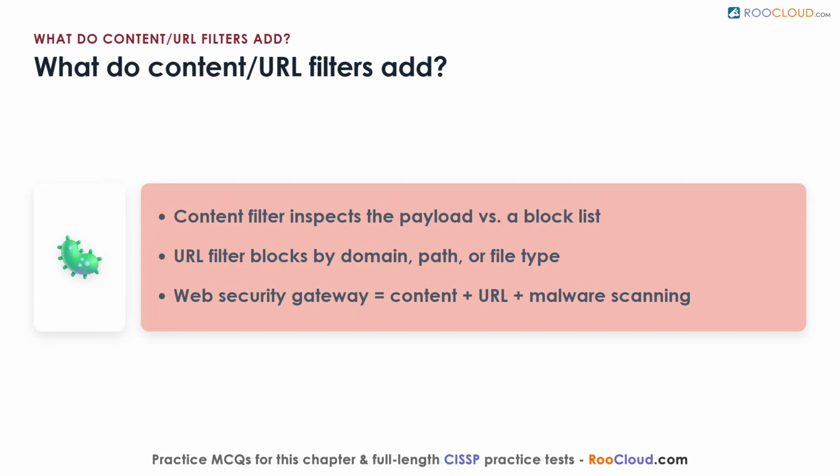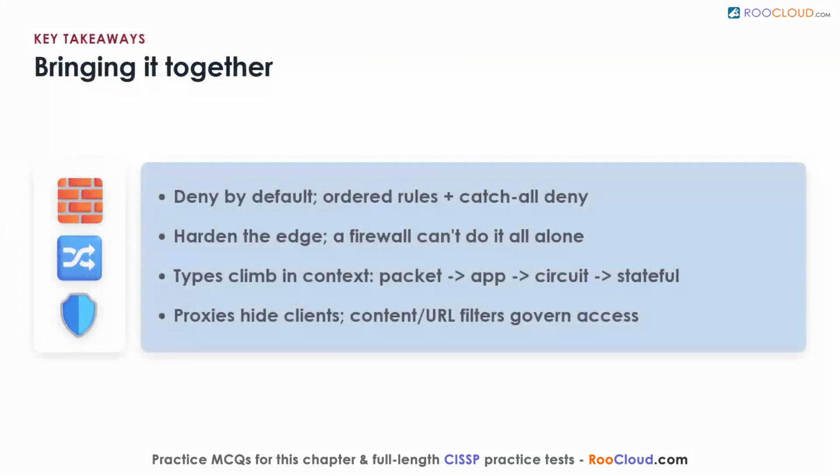A combined web security gateway rolls content and URL filtering together with malware scanning, and sometimes messaging and email filtering too. Picture a librarian who not only bars certain titles, but also reads inside the books to catch banned passages. So let's bring it together.